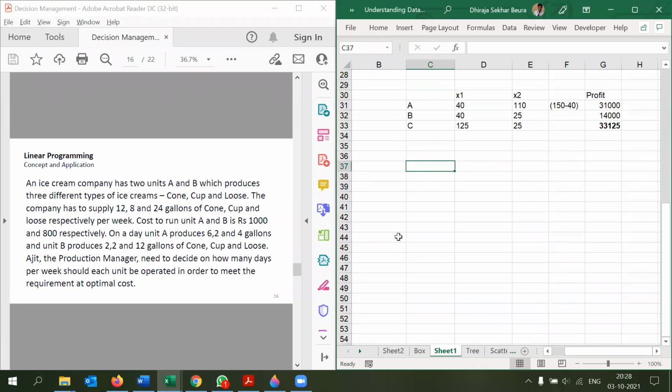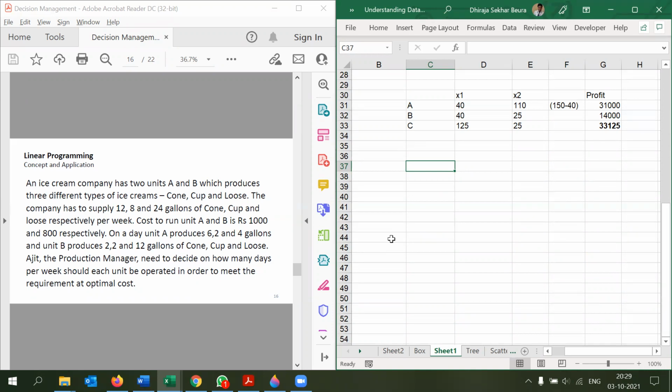Okay. Let's read out this question. It reads, an ice cream company has 2 units, A and B, which produces 3 different types of ice creams. Please be very careful, because this is the most important part. The rest of it is only steps. If you remember the steps, the calculations, drawing the graph, everything is mathematical. Here the challenge lies in understanding the question and finding the equations among those lines.